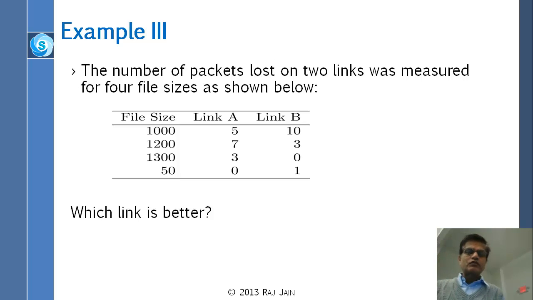Second workload, 1200 packets file was sent, and 7 were lost on link A, and 3 were lost on link B, and so on and so forth. Which system is better? Link B is better for big file size, 1300 it is not. Oh, better, it is better actually, last. Okay, 3 is better, 3 is better, 10 is not good. So you are saying 1000 maybe, okay, so that's a good observation.